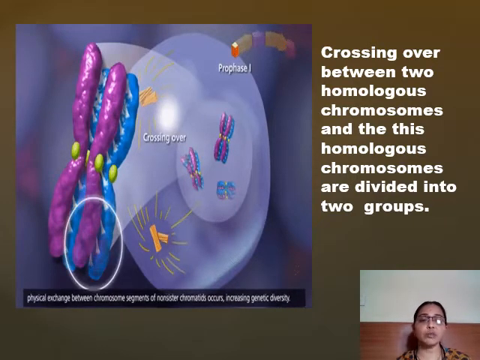Understood? This takes place in meiosis, that is in your germ cell. Crossing over doesn't take place in your somatic cells or in mitosis. Crossing over takes place in your germ cell, that means in your reproductive cell.